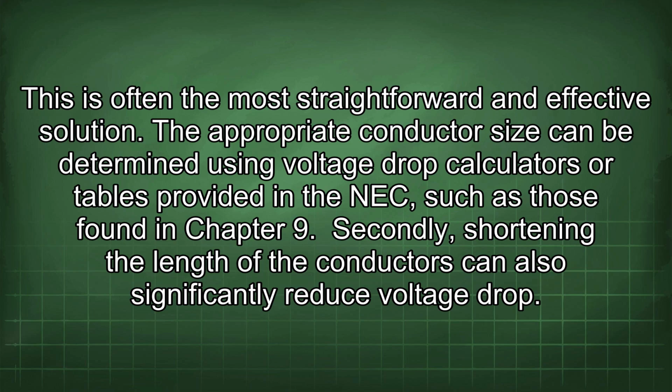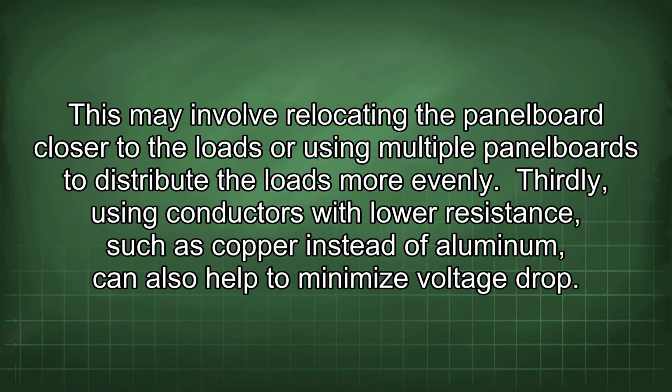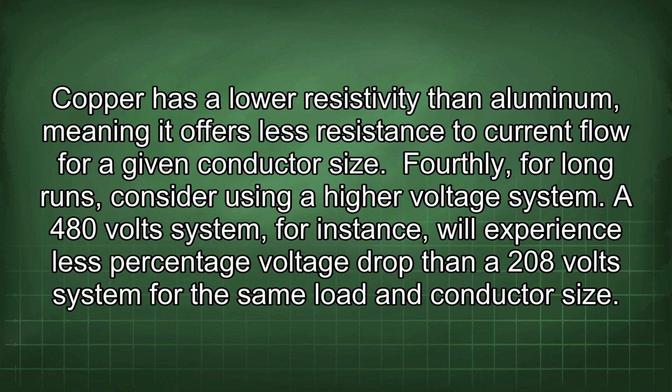Secondly, shortening the length of the conductors can also significantly reduce voltage drop. This may involve relocating the panel board closer to the loads or using multiple panel boards to distribute the loads more evenly. Thirdly, using conductors with low resistance, such as copper instead of aluminum, can also help to minimize voltage drop.